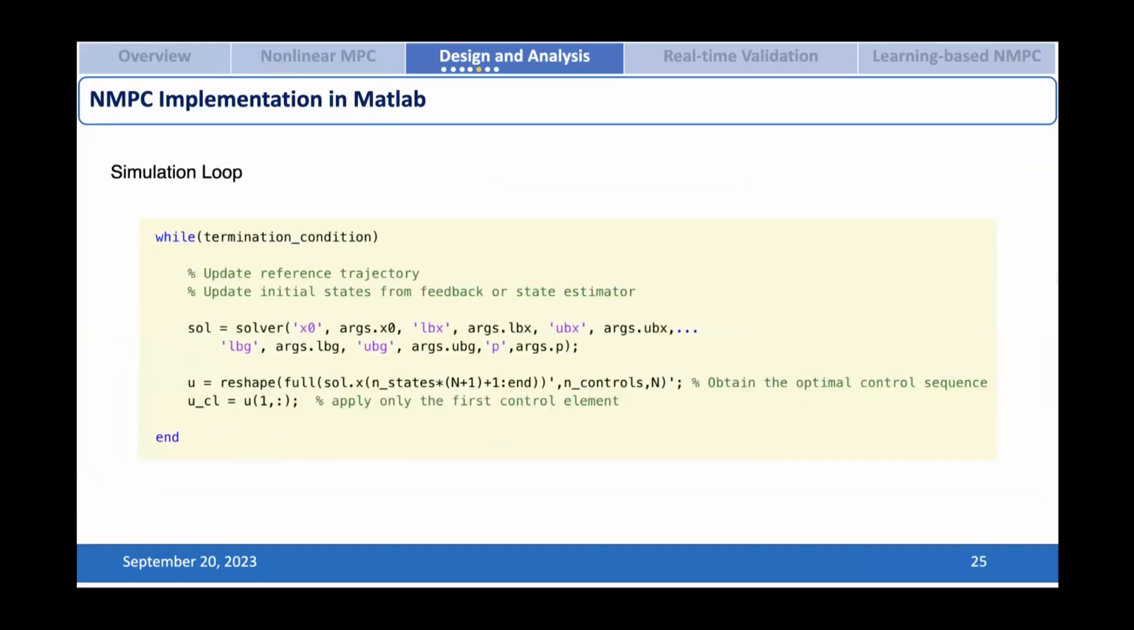Then inside the simulation loop, at each iteration of this while loop, we just call the solver to solve the problem at each time. So in this case, we update the reference trajectory at each iteration, update the initial condition or initial states coming from the feedback or the state estimator, and then we call the solver and plug in all the variables that we have. We end up with the optimal solution u, which is the solution of the system. We need only the first element of this control sequence, apply this element to the controller, and repeat this iteratively.